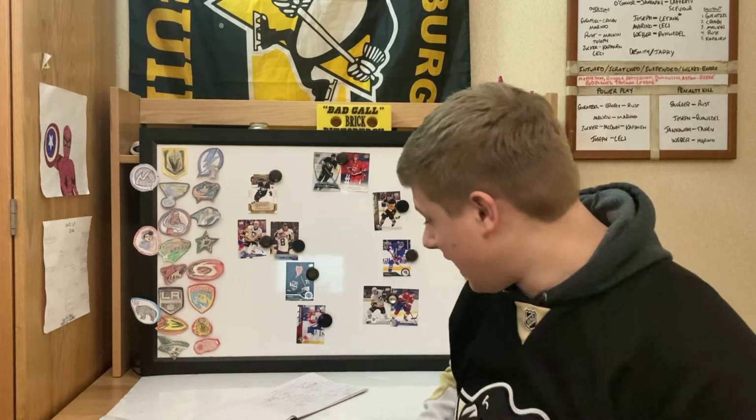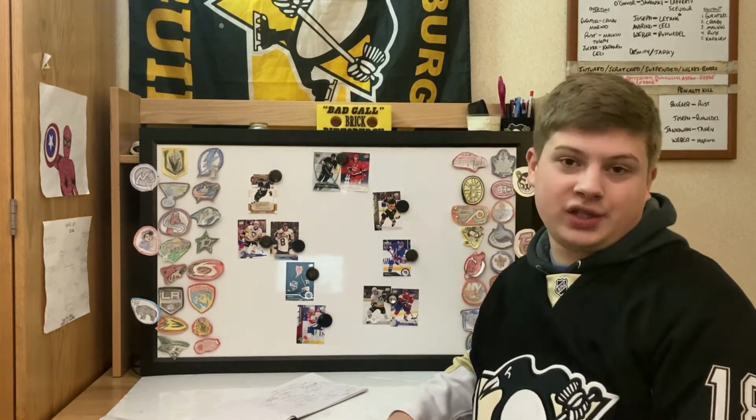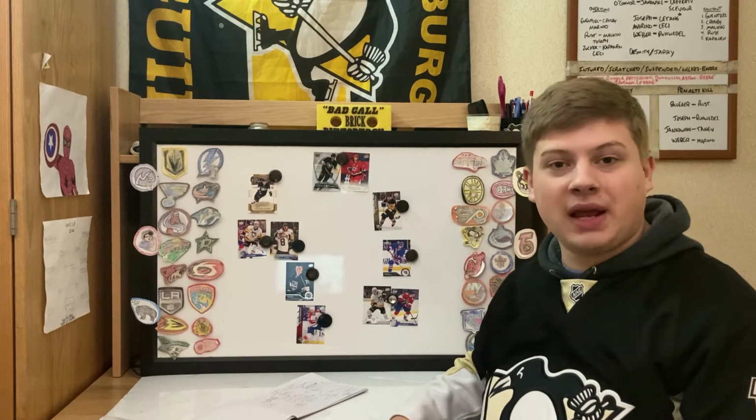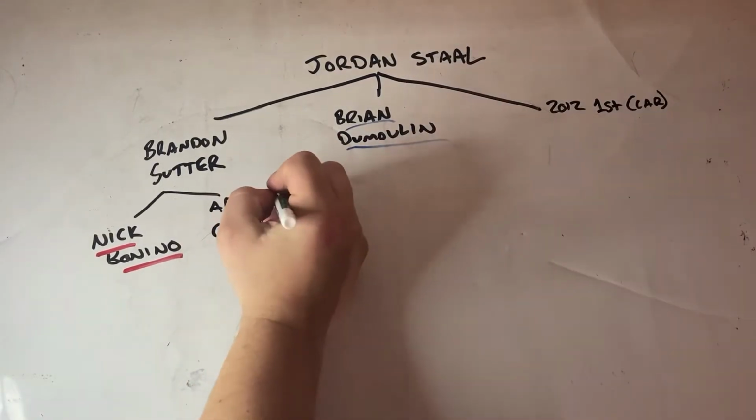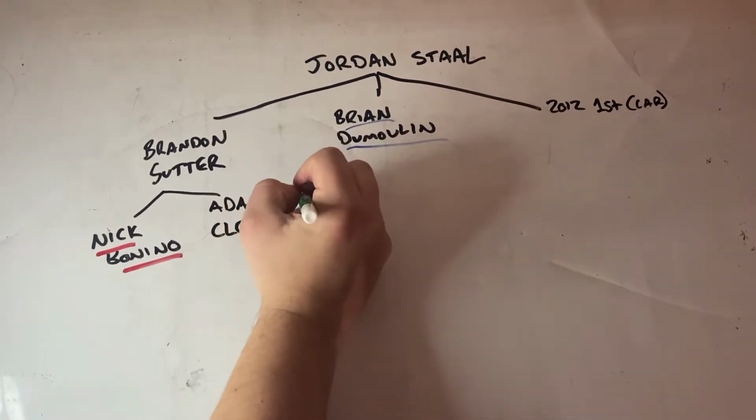The other player is Adam Clendening, who was just an AHL defenseman for the Penguins. He kind of was just thrown to Wilkes-Barre. But he was eventually packaged in a deal with David Perron.